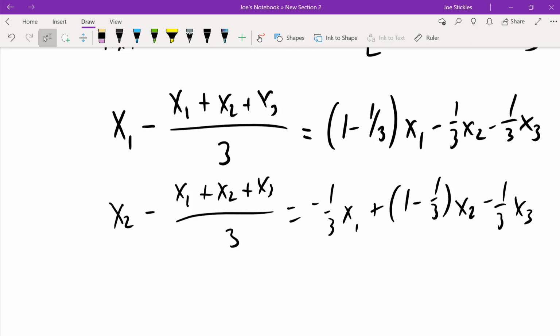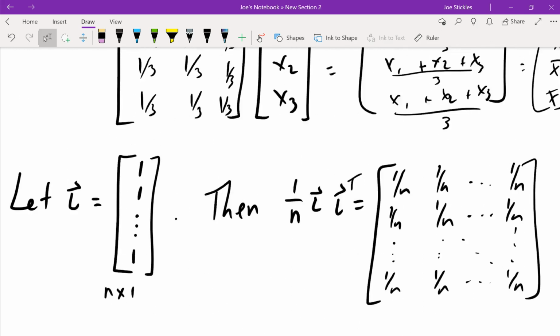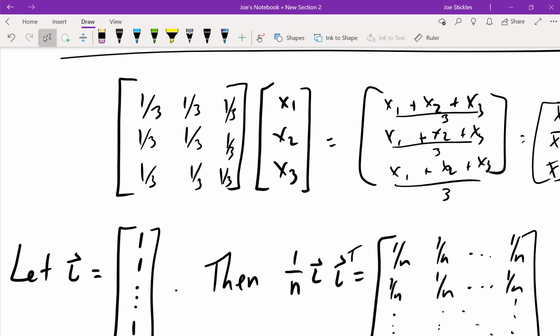If I want the deviation from x2, I want a 1 minus 1/3 on the diagonal for x2, and not on the x1 and the x3. So in particular, if I want deviations, then along the diagonal here, I want to change these numbers. I want to do 1 minus that. And I want to make the rest of them negatives, but leave them alone otherwise. Well, what matrix do you know has ones down the diagonal and would leave the rest of them alone?